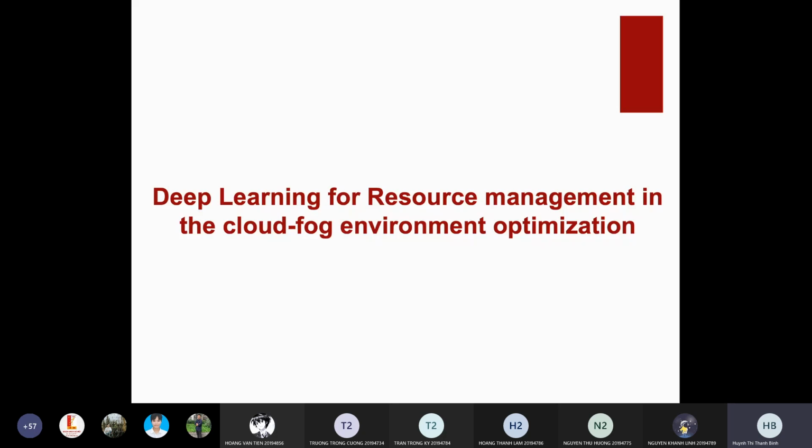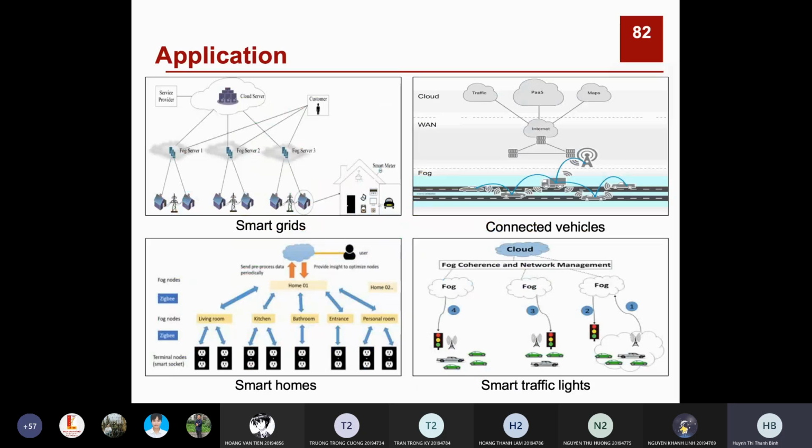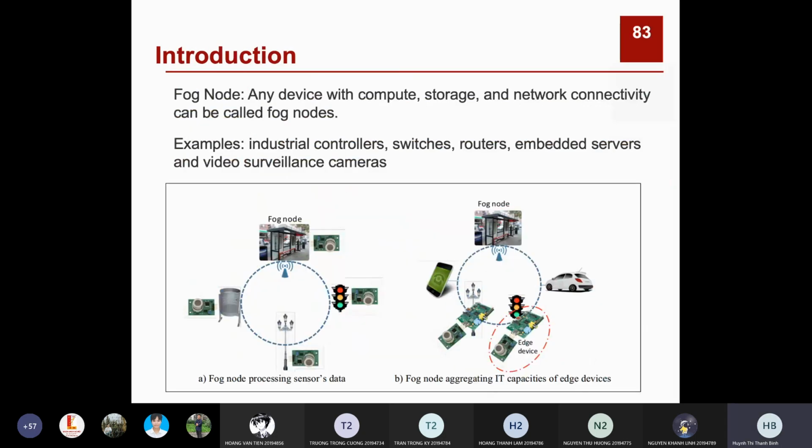And the last one is deep learning for resource management in cloud environment optimization. Fog computing is an architecture that uses edge devices to perform a significant amount of computation, storage, and communication locally and route over the internet. And here we need to predict the resources and make the schedule for all the tasks in fog and cloud computing. Yeah, that's all of my research topics.